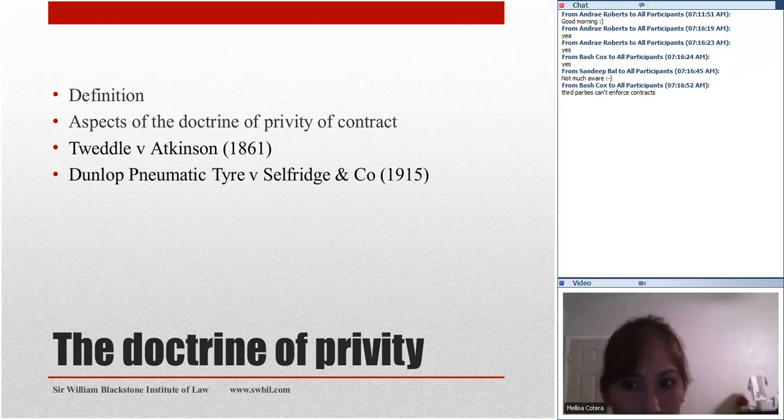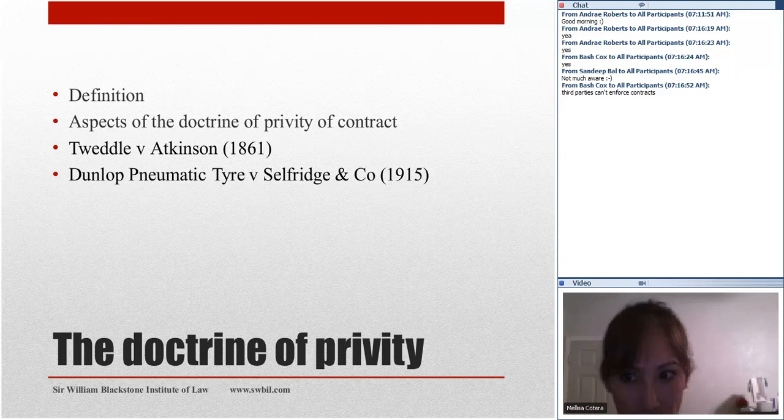At common law, the parties to a contract cannot impose a burden on a third party, nor can they confer a benefit on a third party. Here in the slide, you can see this case, Tweedle versus Atkinson from 1861. The facts of this case are the following. A couple were getting married, so the father of the bride entered an agreement with the father of the groom that they would each pay the couple a sum of money. The father of the bride died without having paid. The father of the son also died, so he was unable to sue on the agreement.